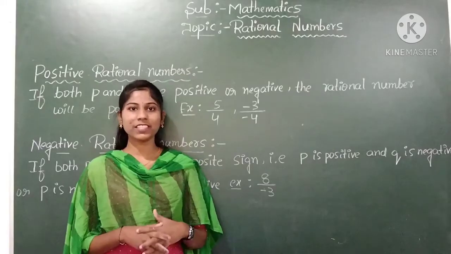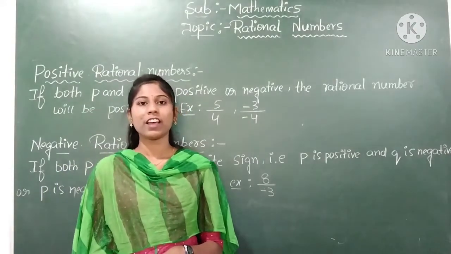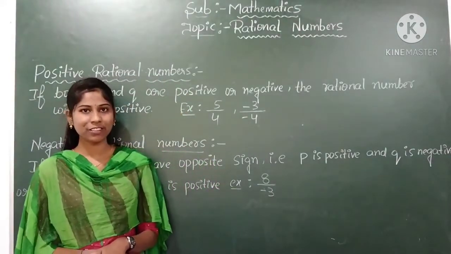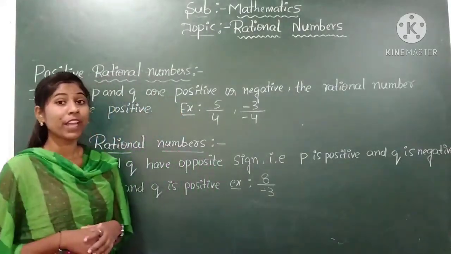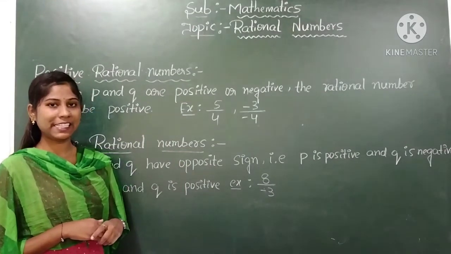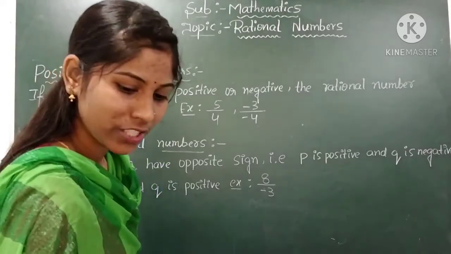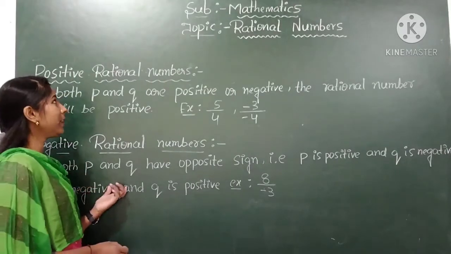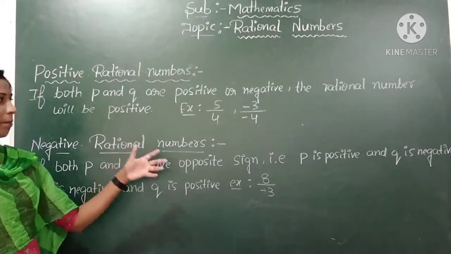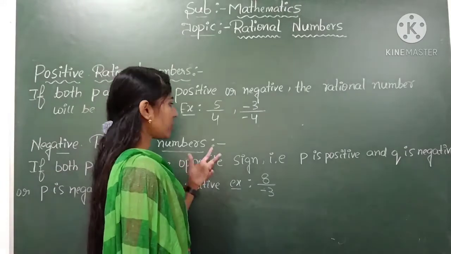Yes, in a previous class we discussed the definition of the rational numbers. What is the definition? The rational numbers are in the form of p by q, where p and q are integers and q is not equal to 0. This is the definition of the rational numbers. And we have learned some important concepts regarding the rational numbers. The next one is positive rational numbers and negative rational numbers.